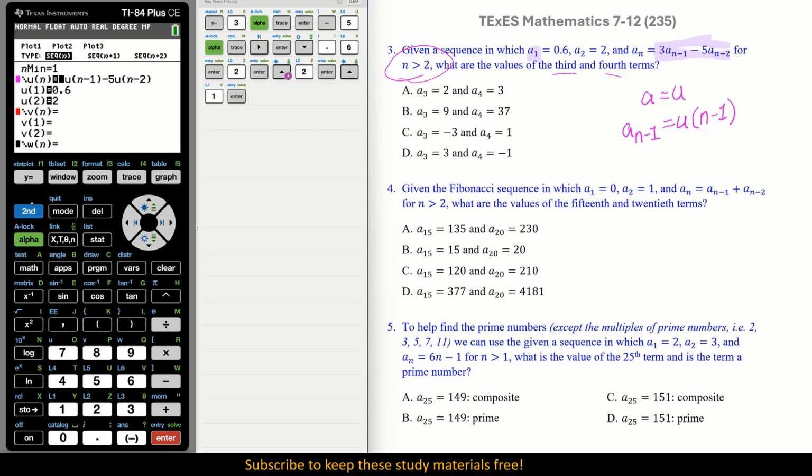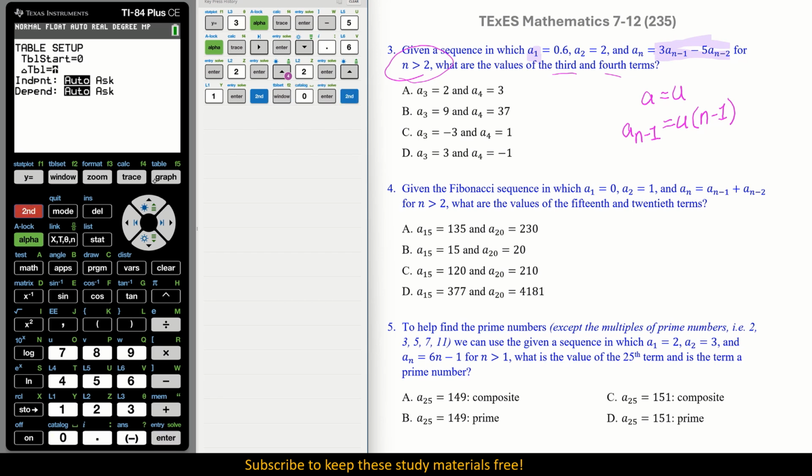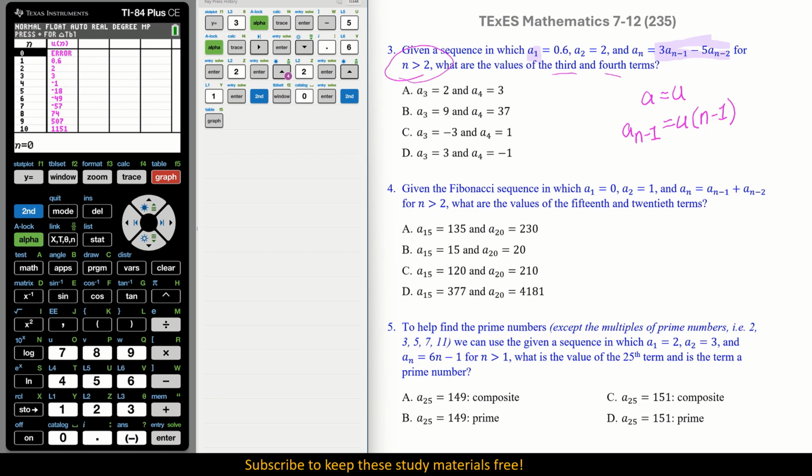Okay, now we have a window. Let's see if our window's at 0. Let's put it at 0. Now let's say second graph. Okay, looks like the third and fourth values are 3 and -1. So that will be option D.